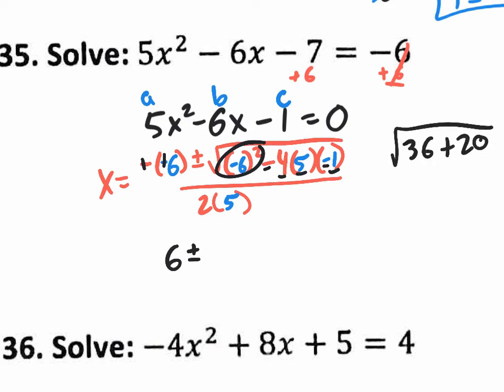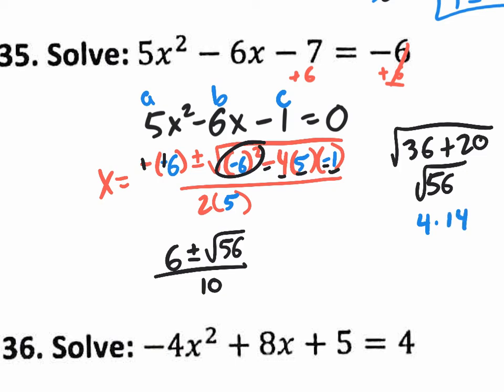Of course, you could do this with the calculator. You end up with 56. So what we have is 6 plus or minus the square root of 56, all divided by 10. And the square root of 56, it's not a perfect square number, and you've got to think if you could break it down with multiplication to get a perfect square number. And I believe it becomes 4 times 14, I believe, would give you 56.